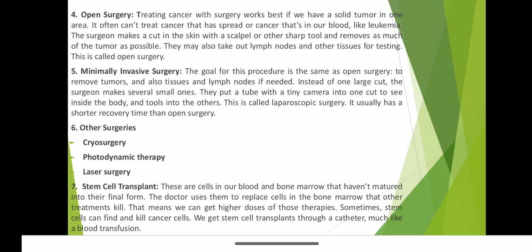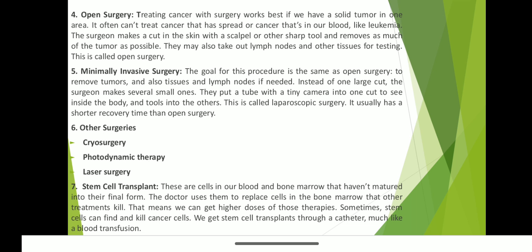Next treatment is an open surgery. Treating cancer with surgery works best if we have a solid tumor in one area. It often can't treat cancer that has spread or cancer that's in our blood, like leukemia. The surgeon makes a cut in the skin with a scalpel or other sharp tool and removes as much of the tumor as possible. This may also take out lymph nodes and other tissues for testing. This is called open surgery.